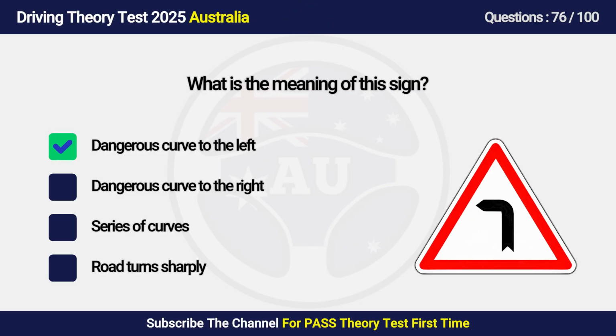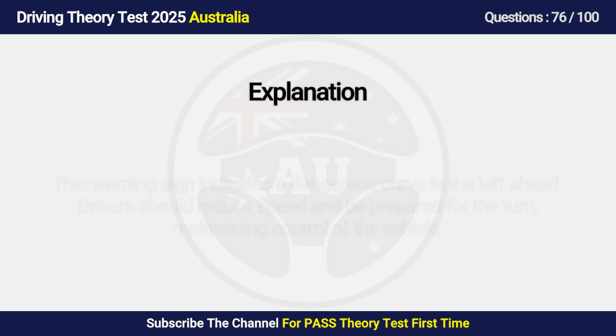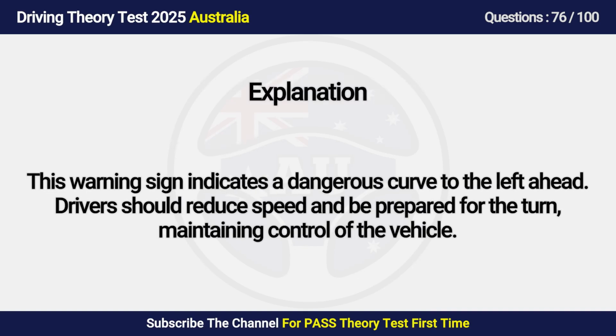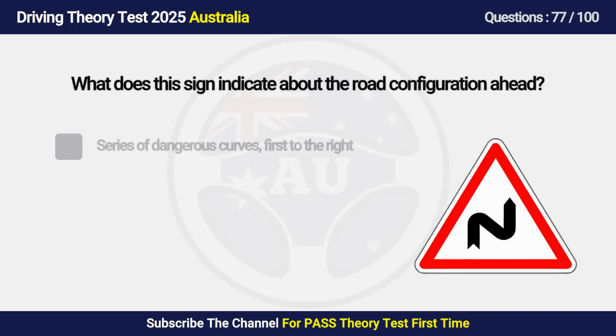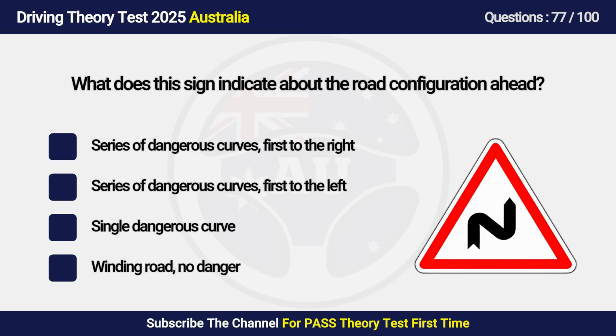Answers is A. Dangerous curve to the left. This warning sign indicates a dangerous curve to the left ahead. Drivers should reduce speed and be prepared for the turn, maintaining control of the vehicle. Question 77. What does this sign indicate about the road configuration ahead?